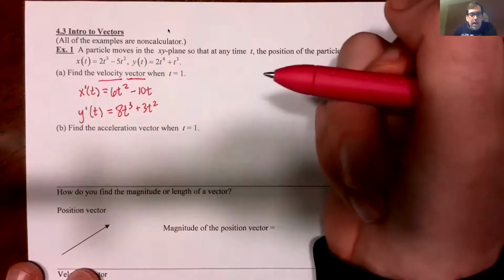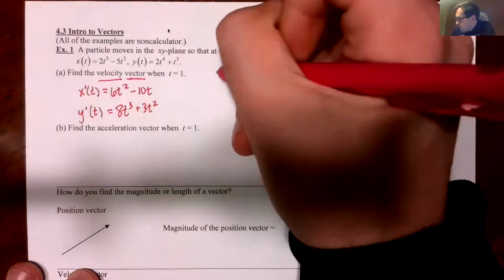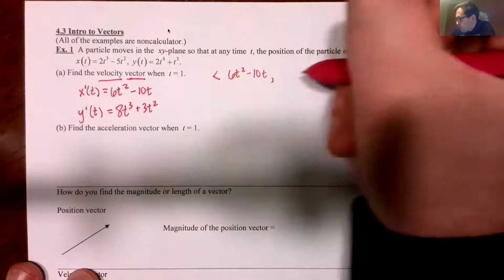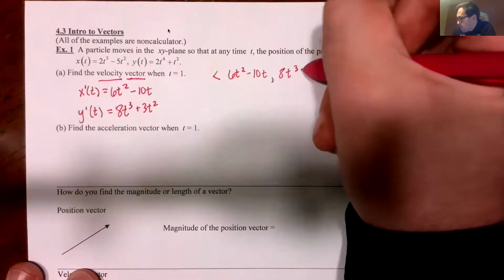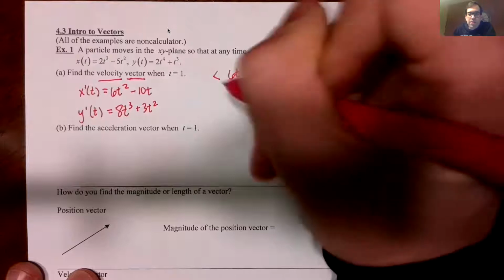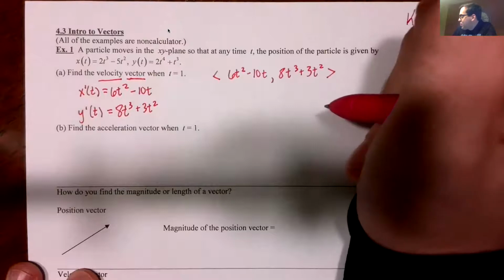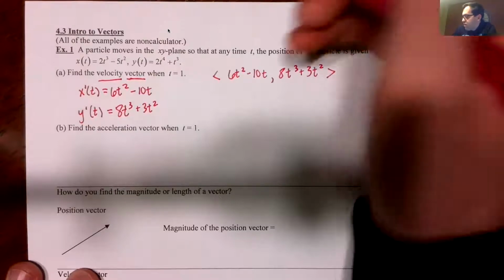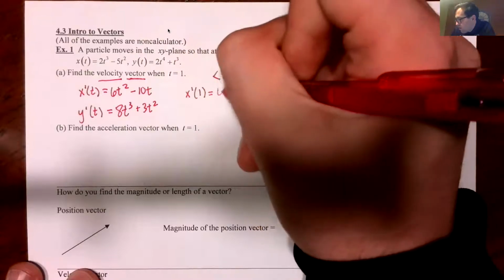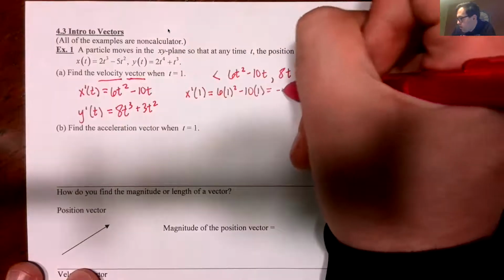All right. And if we wanted just the general velocity vector, we could write that like this. And that would be the general velocity vector. It's kind of like an ordered pair again, but we can have t's in there. This specifically wants when t equals 1. So let's find the x prime of 1. So it's going to be 6 times 1 squared minus 10 times 1. That's going to be -4.